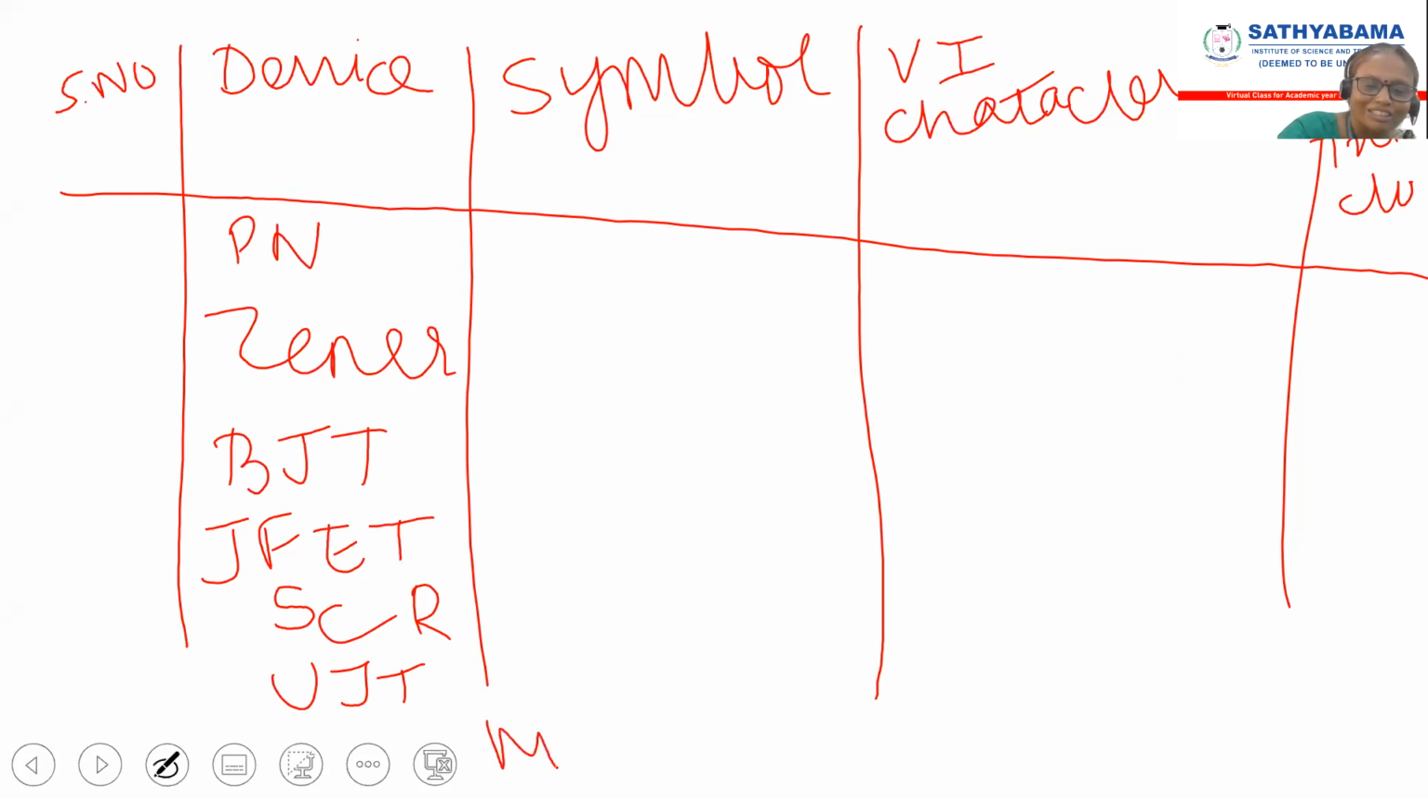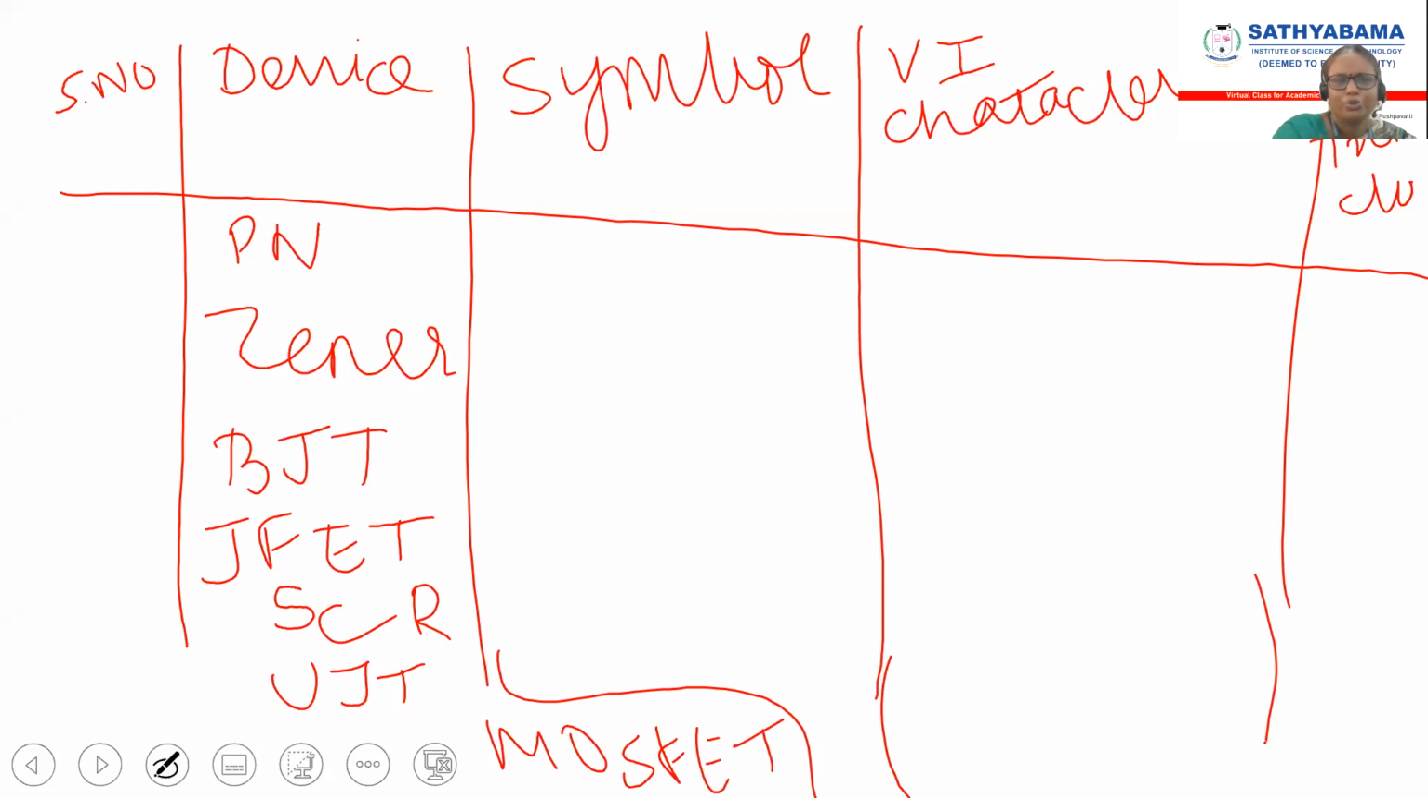Actually, I will give you MOSFET also. Tomorrow I will teach you how to understand this, because so far we have understood how the other devices work. So you just write this for 7 devices, and tomorrow I expect everyone to show it to me. Is that clear? Please take down this snapshot, or else note down the serial number and devices. For MOSFET, I will teach you tomorrow.